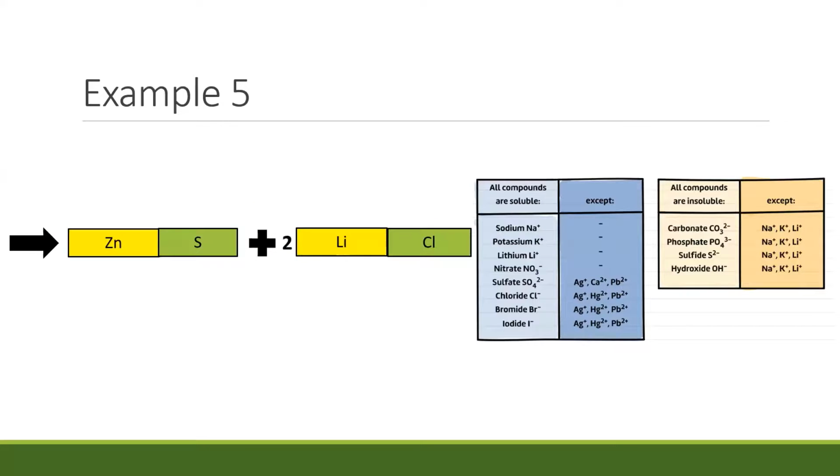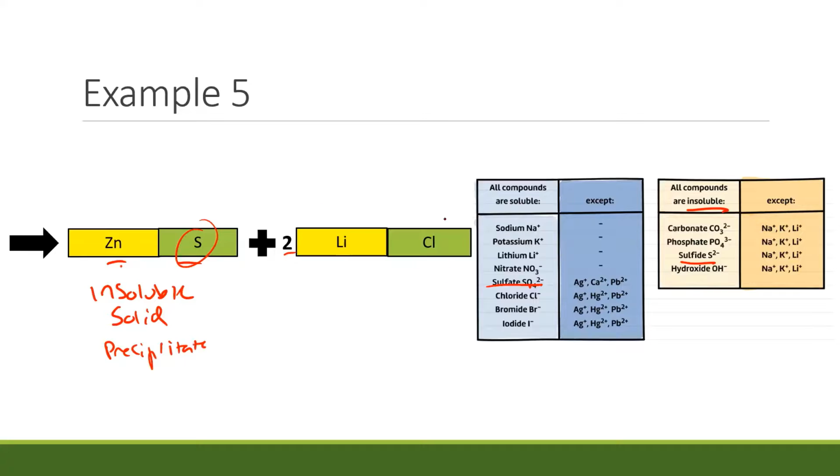If you balance it out, you actually end up with 2 lithium chlorides, but we don't care about balancing at the moment. We only care about solving this. So let's have a look here. Zinc sulfide. It's not sulfate, it's sulfide. Carbonate, phosphate, sulfide, S are pretty much always insoluble unless bonded to sodium, potassium, or lithium. This is not sodium, potassium, or lithium, so this sulfide is insoluble. This is probably going to be our solid, our precipitate.